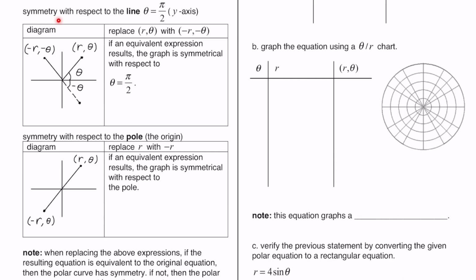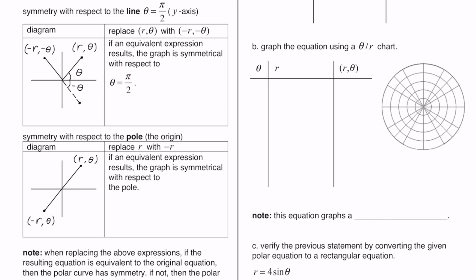The second one we're checking for would be symmetry with respect to the line theta equals pi over 2, which we also refer to as the y-axis. In order to check for the symmetry, we replace r and theta with negative r and negative theta. And if an equivalent expression results, then the graph is symmetrical with respect to theta equals pi over 2.